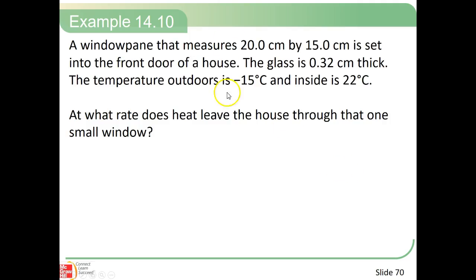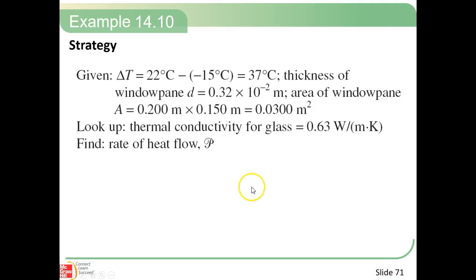We have a window pane now, so here's a good example. It measures 20 centimeters by 15 centimeters, and the glass here is about 0.32 centimeters thick. The temperature outdoors is negative 15 degrees, and the temperature indoors is a nice room temperature of 22 degrees Celsius. They want to know at what rate heat leaves the house through that one small window. So here we go. Let's take a look.